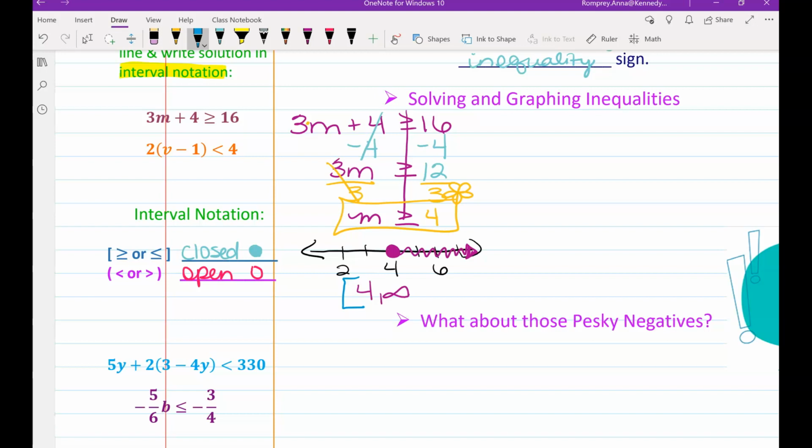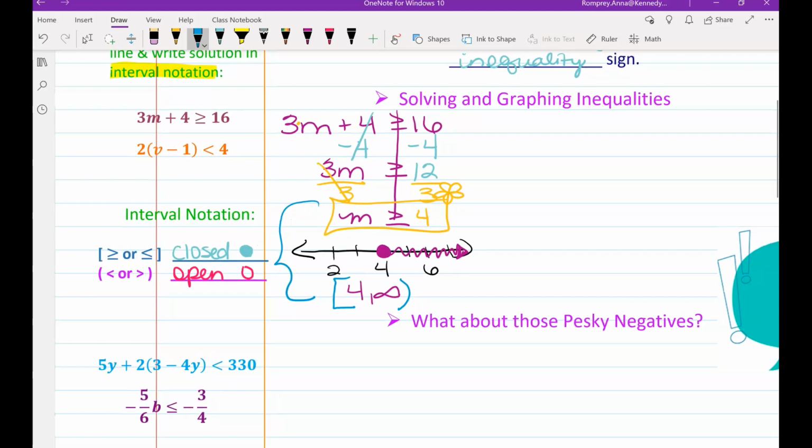Now, does infinity have any true ending point? Well, it just keeps going and going. Since it continues on and on, infinity will always use a parenthesis because that represents it's open. It doesn't have a true stopping point. Okay, so that's interval notation. All three of these are my answers. I have it written as an inequality, so it's written algebraically. I have it shown graphically using a number line, and then we have it in interval notation.